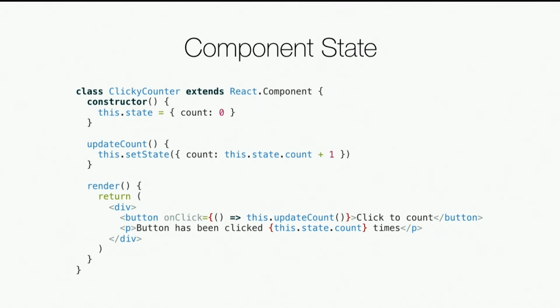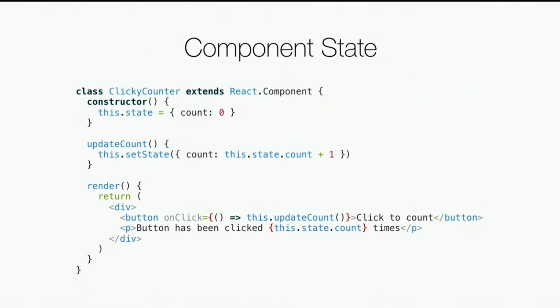And basically, there's just two things to it. A button that when we click it, it updates the count, and then a paragraph below it that just says how many times we've clicked the button. So you can look in the constructor up top there. When we get a new instance of clicky counter by putting that tag on the page, it's going to initially run the constructor and set state to an object with a property of count that's set to 0, right?